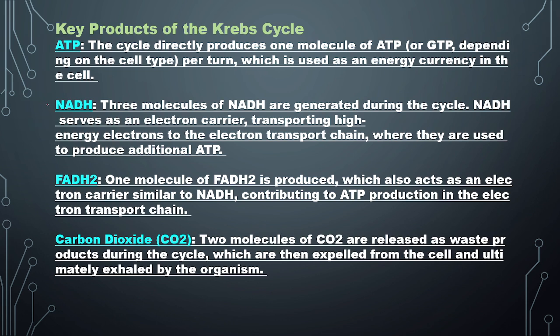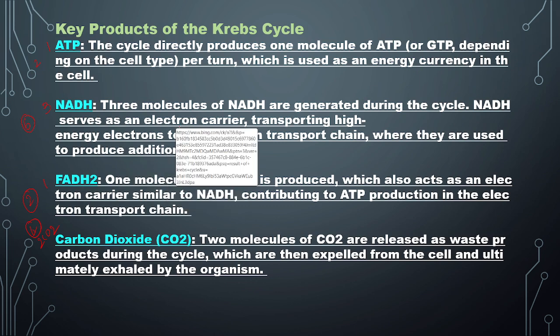For each acetyl coenzyme A, 1 ATP, 3 NADH, 1 FADH2, 2 carbon dioxide molecules, 1 ATP is produced. For 2 acetyl coenzyme A molecules, 2 ATP, 6 NADH, 2 FADH2, 4 CO2 molecules are released. This is the key products of the Krebs cycle.